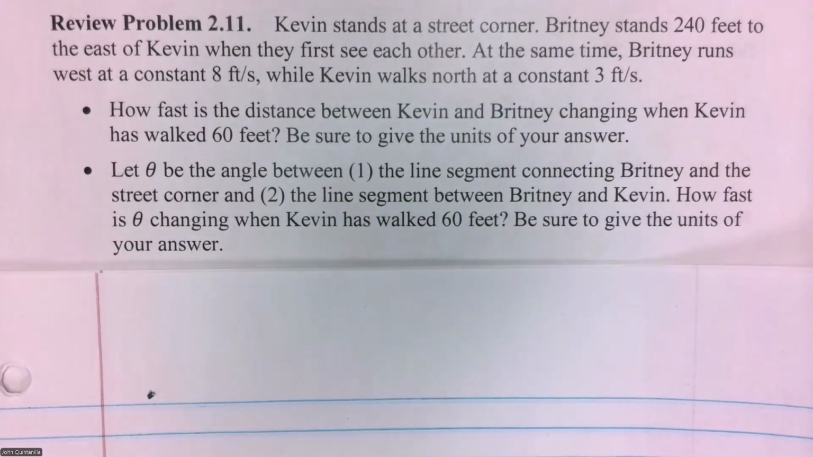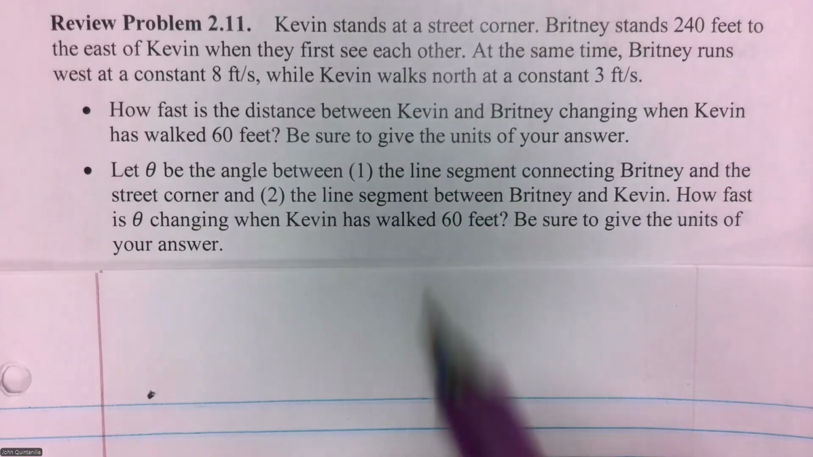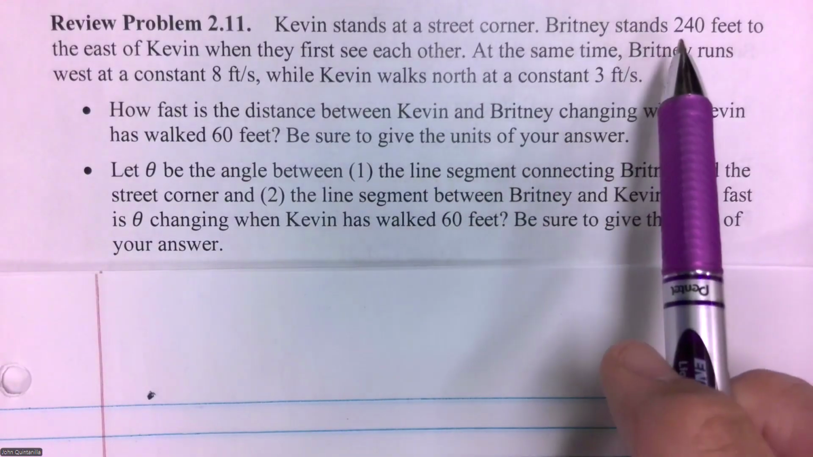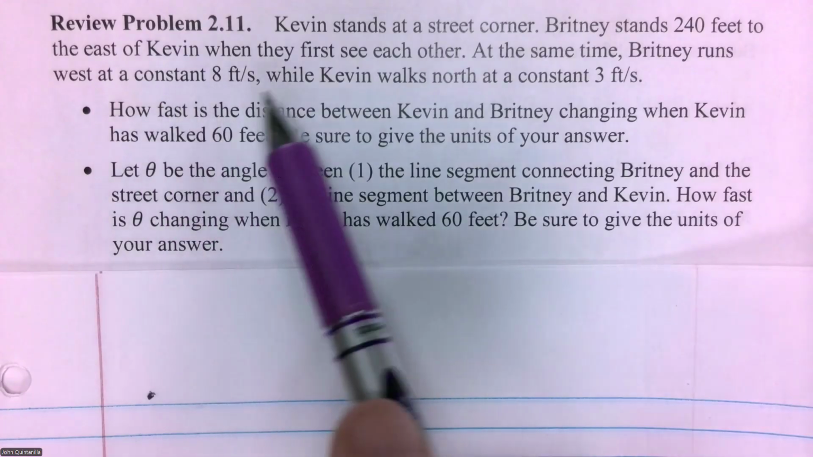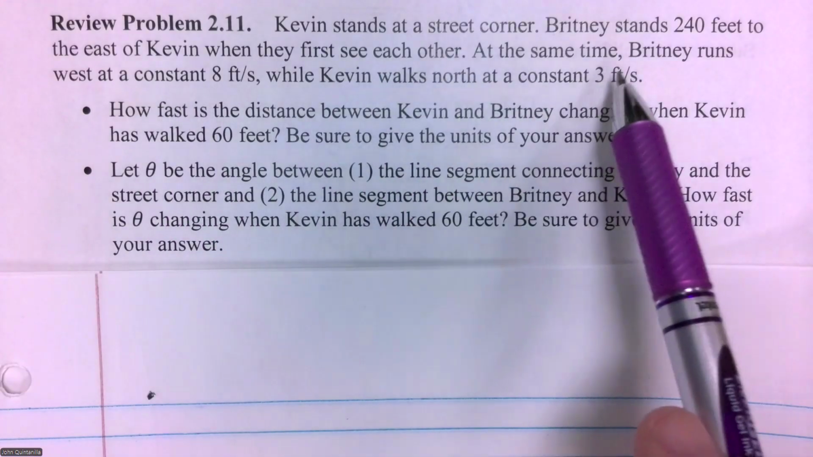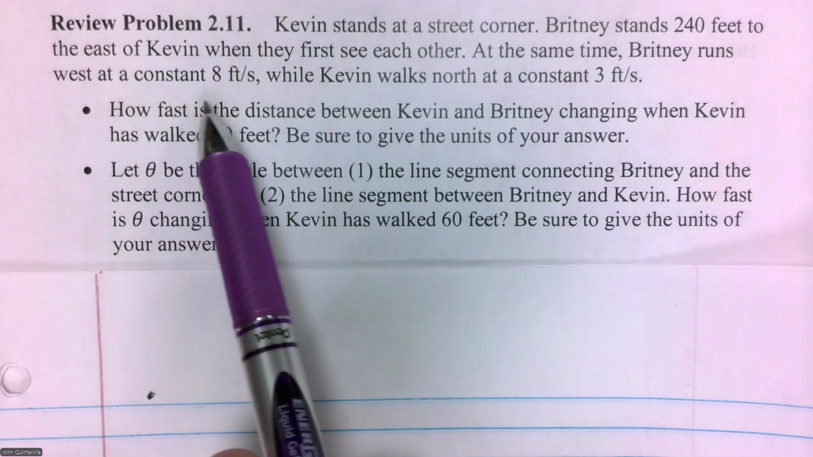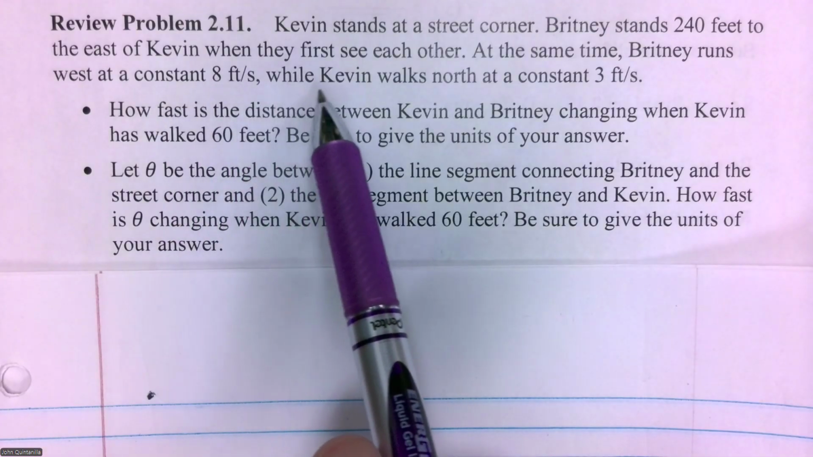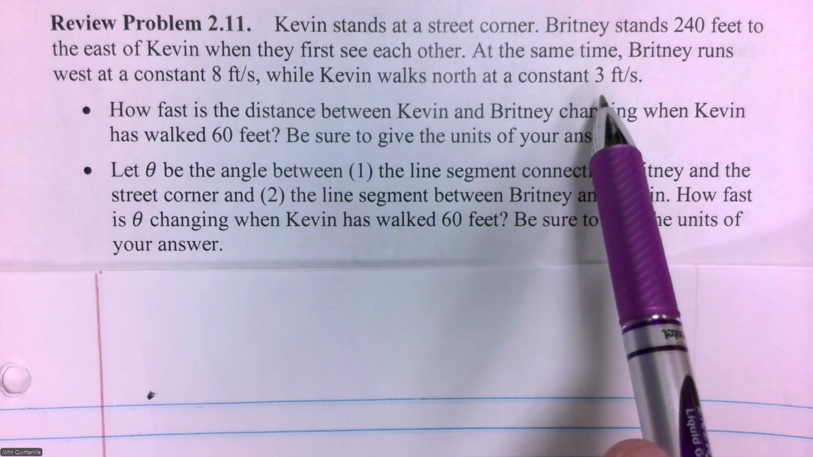In this problem, we're going to take a look at this related rates problem. Kevin stands at a street corner. Brittany stands 240 feet to the east of Kevin when they first see each other. At the same time, Brittany runs west at a constant 8 feet per second, while Kevin walks north at a constant 3 feet per second.